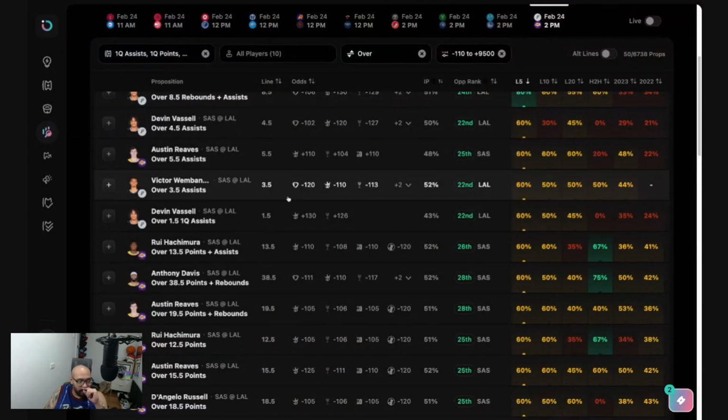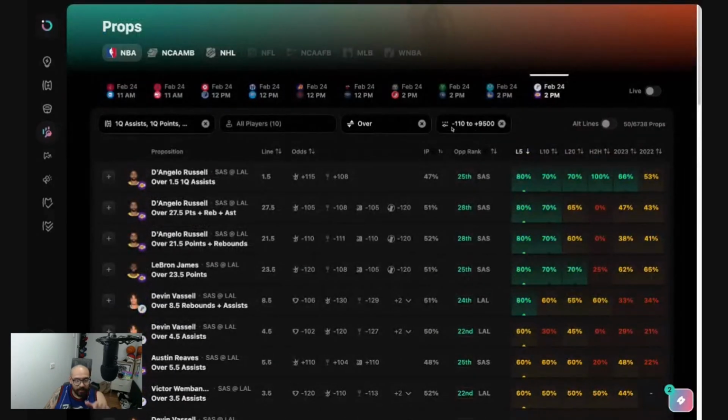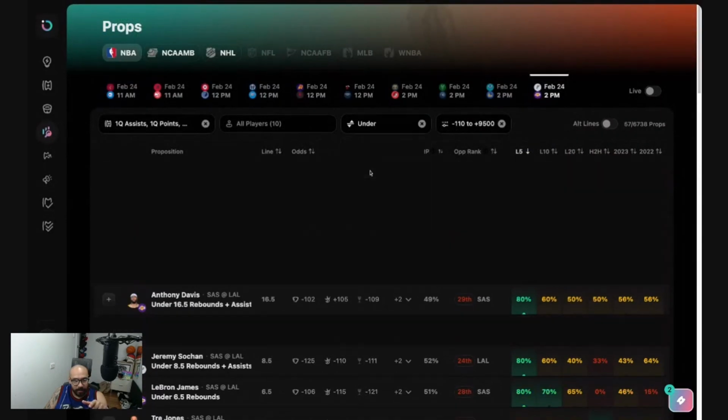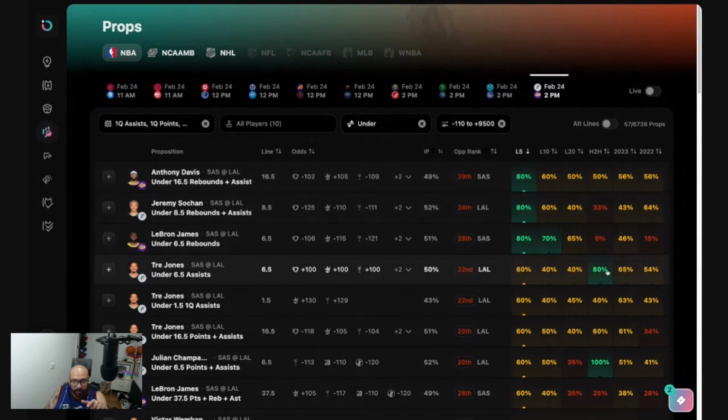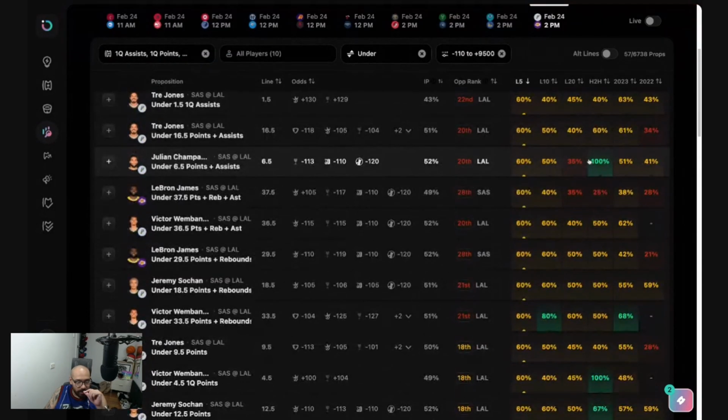I love that Wemby matchup. But outside of that, nothing else screaming out to me from this game. Quick look at the under. We don't see a whole lot of green lights. So, I think we might just leave it at that.